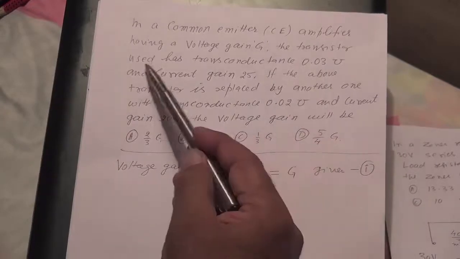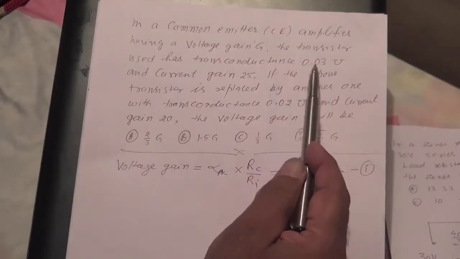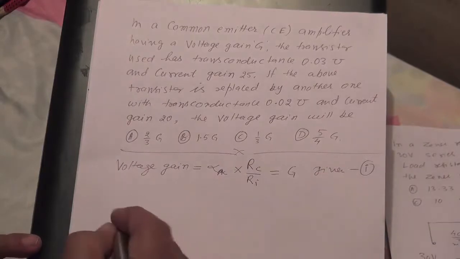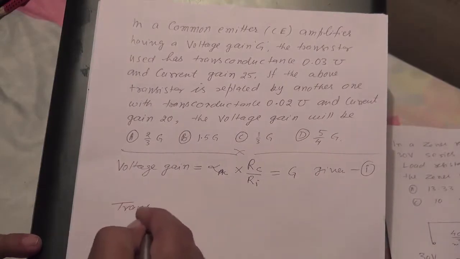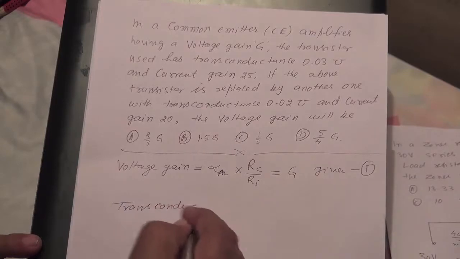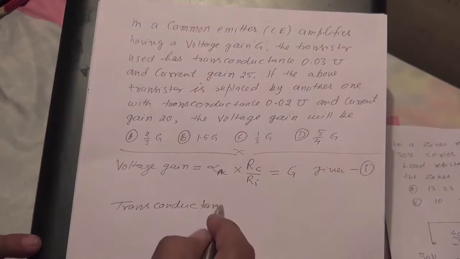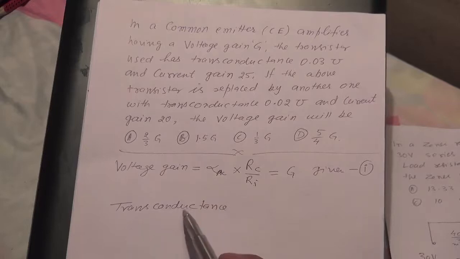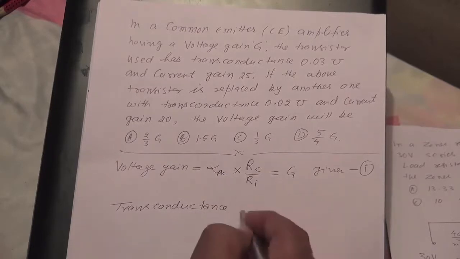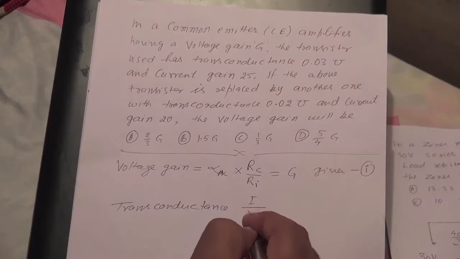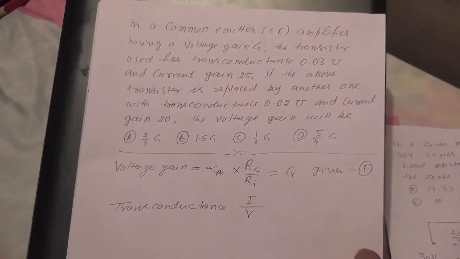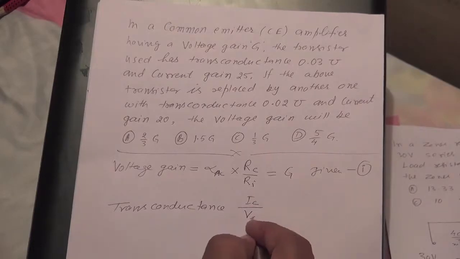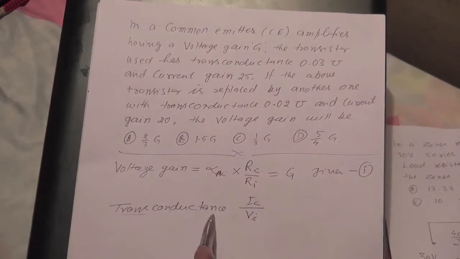Now, the transistor has transconductance 0.03 mho. What is this transconductance? Conductance is opposite of resistance. Resistance is V upon I. So conductance is I upon V. So transconductance is I upon V. Which I and which V? The answer is I output divided by V input. That is transfer of conductance.